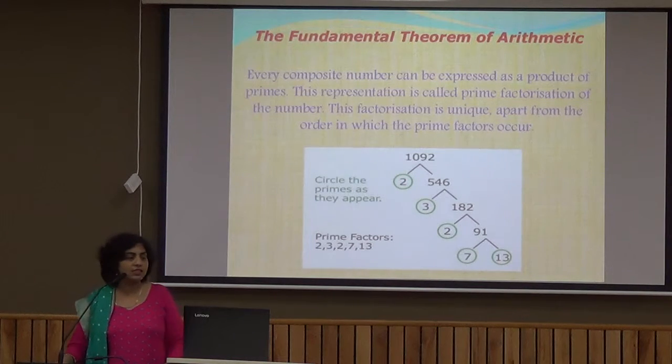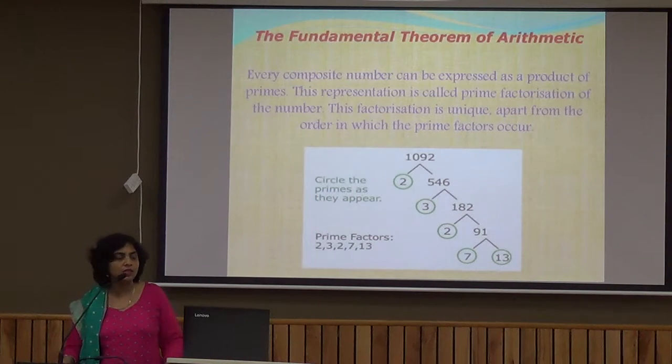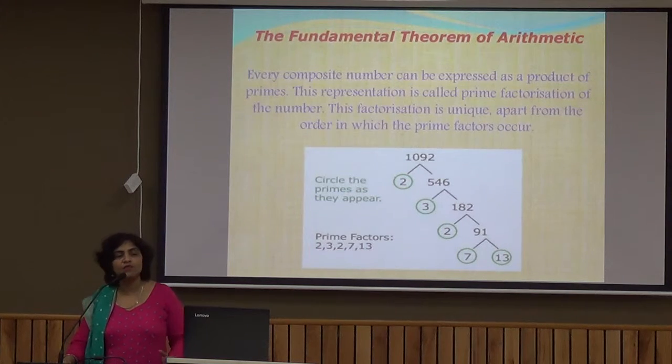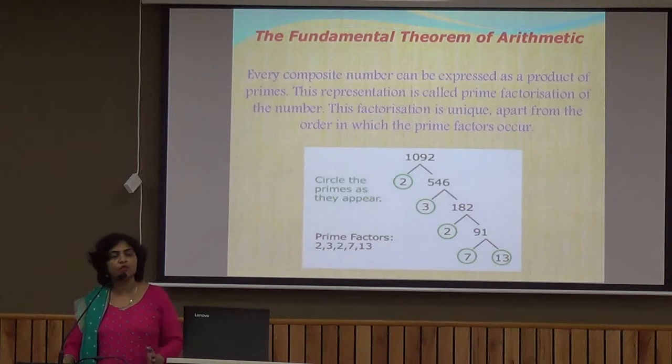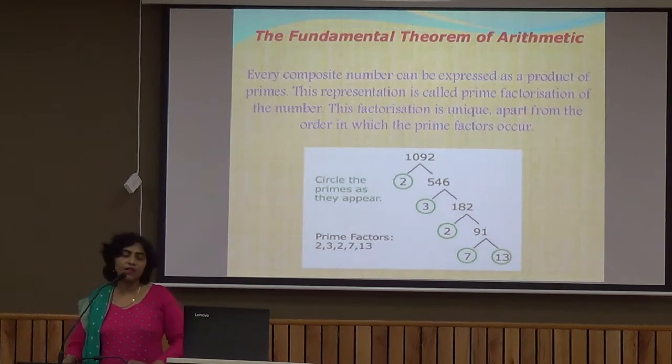Let's see an example, 1092. When we factorize it, we get 2, 3, 2, 7 and 13. So we can write these factors in any order. We can write both the 2's first, 13 second, 3 fourth and then 7, or we can write 7 at the first step and then 13. So any order, but the prime factors would remain the same.